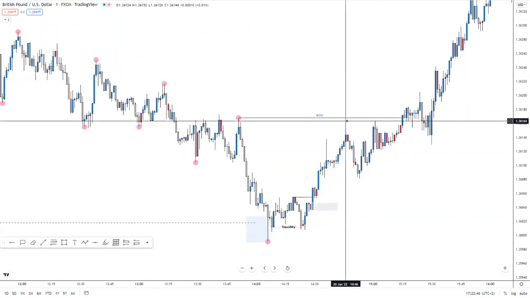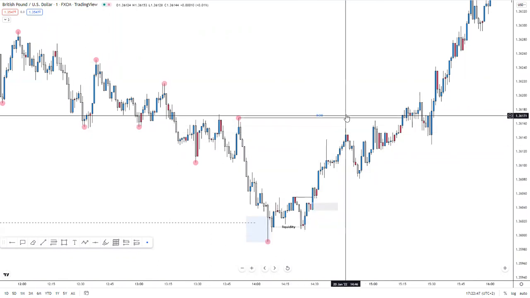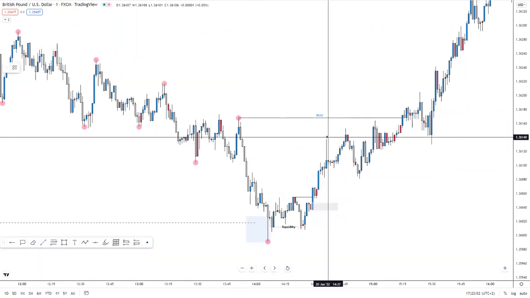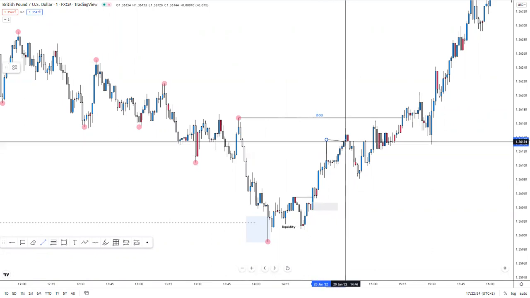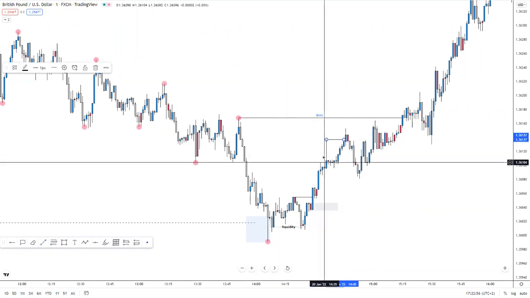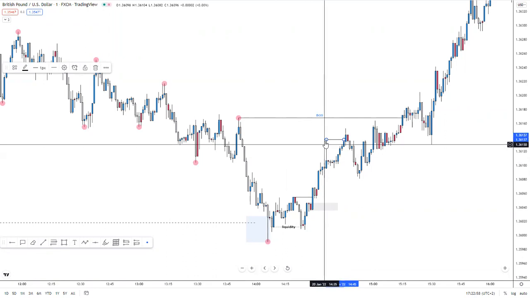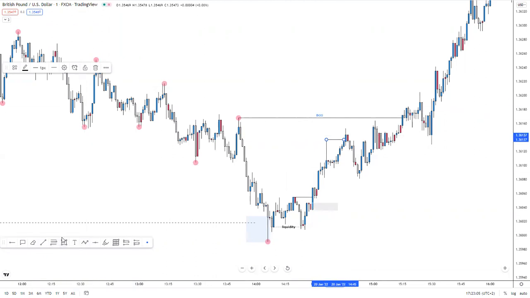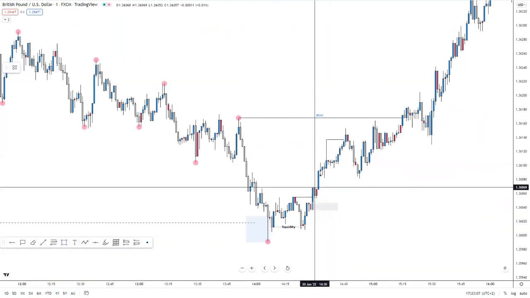We have another expansion, and from this expansion, you can see that it left a wick. From this wick, we break structure here again. This was an expansion, and this is all candles under 30 seconds. What happens is now we need to circle the order block that caused that.